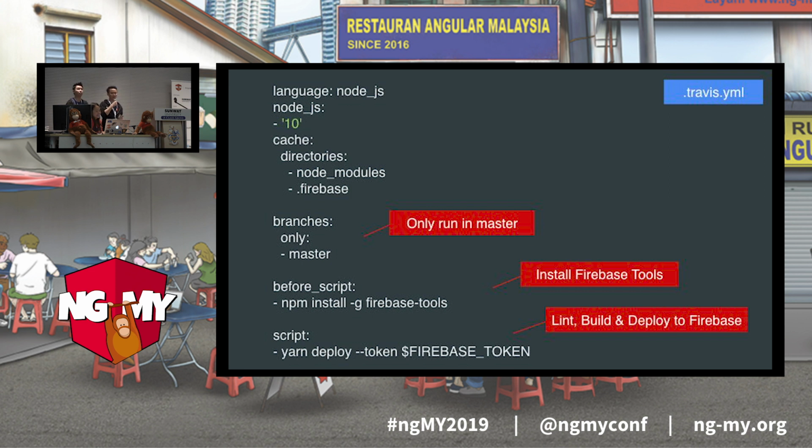And this is how our CI/CD pipeline looks like. So we are targeting the master branch. Before we do the deployment, we install Firebase Tools. Basically, Firebase Tools allows you to deploy your build into Firebase hosting. After that, we will trigger the script yarn deploy. So the yarn deploy basically consists of three things: code linting, build, and deploy to Firebase.